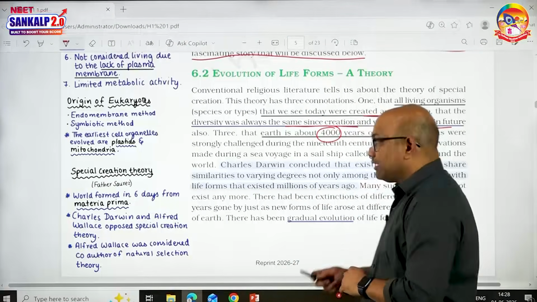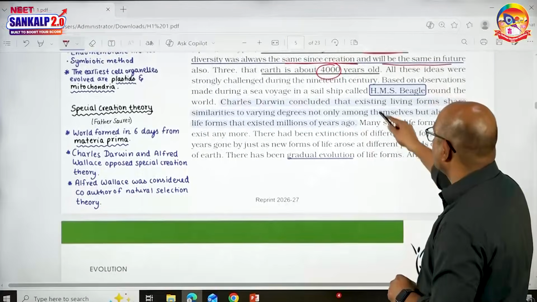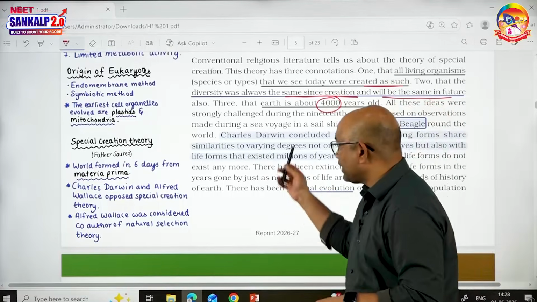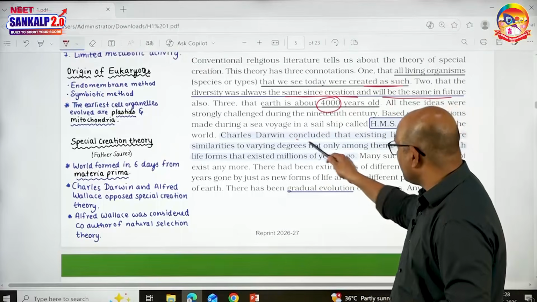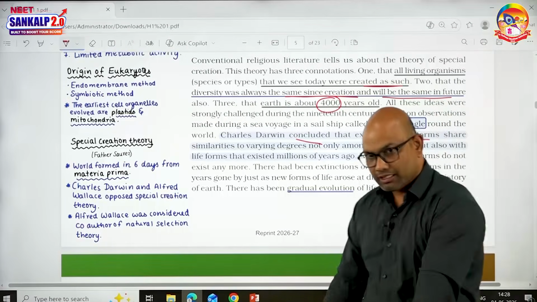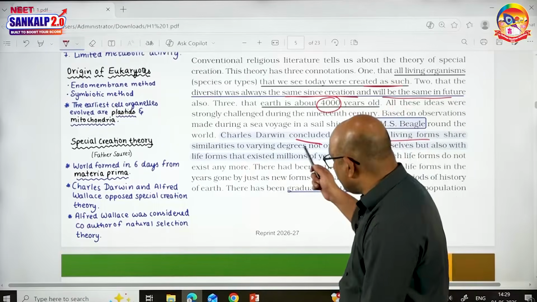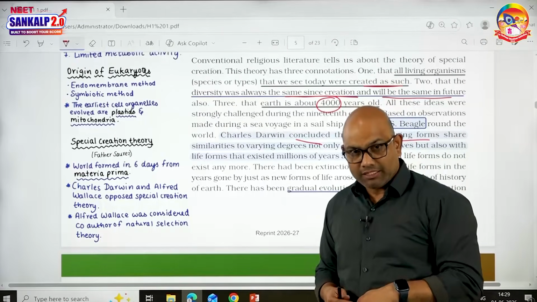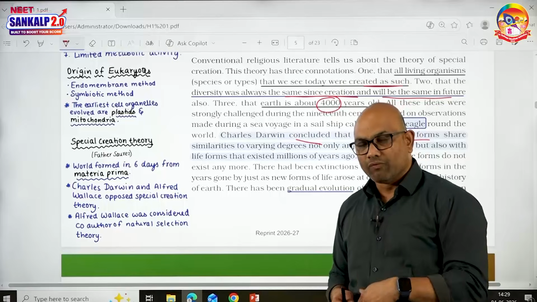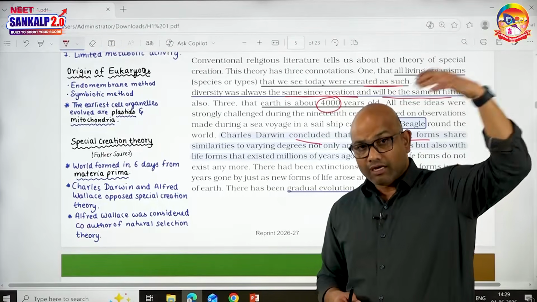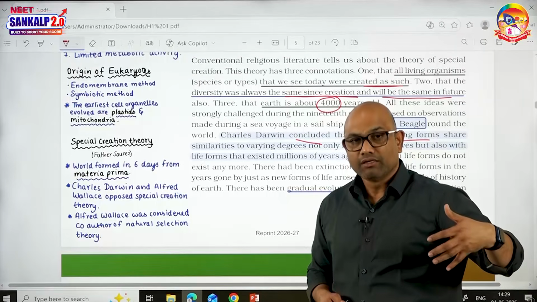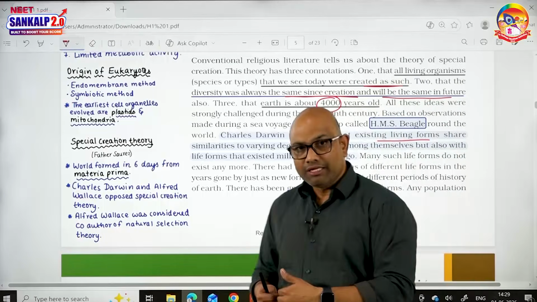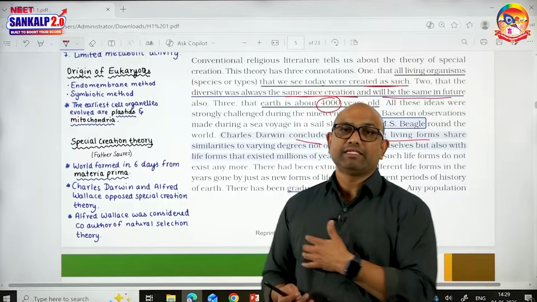And in what way did Darwin oppose the special creation theory? See this point. Darwinian theory I will explain later. HMS Beagle and the theory I will explain later, but only this point of Darwin I would like to discuss. Charles Darwin concluded that existing living forms, that means the organisms which are there now, share similarities to varying degrees, not only among themselves, but also with the organisms that existed millions of years ago. That means present organisms are evolved ones. Sharing similarities with the organisms that existed millions of years ago is nothing but extinct organisms. So what Darwin said, there is evolution, there is extinction, and since millions of years it has happened.